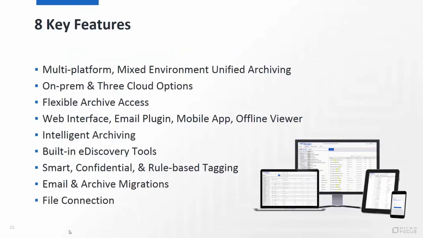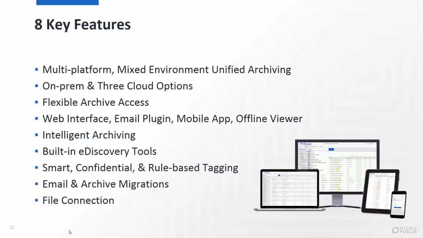So kind of in summary, here are the 8 key features of Retain: that multi-platform mixed environment archiving, being able to access it on-prem or in the cloud. You have those options for deployment. The 3 cloud options are private cloud, public cloud, or a partner cloud that we have, allowing you to have options when it comes to how Retain is hosted for you. Then flexible archive access with the web interface, the email plugin, the mobile app, or the offline viewer.